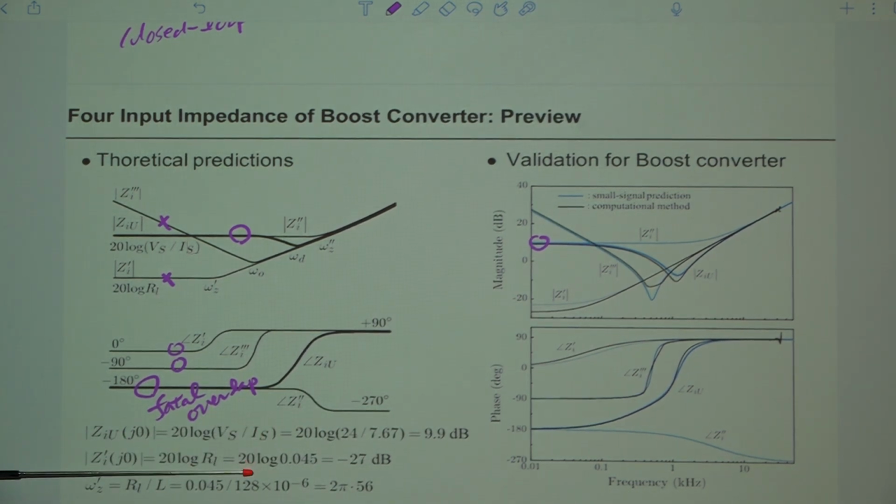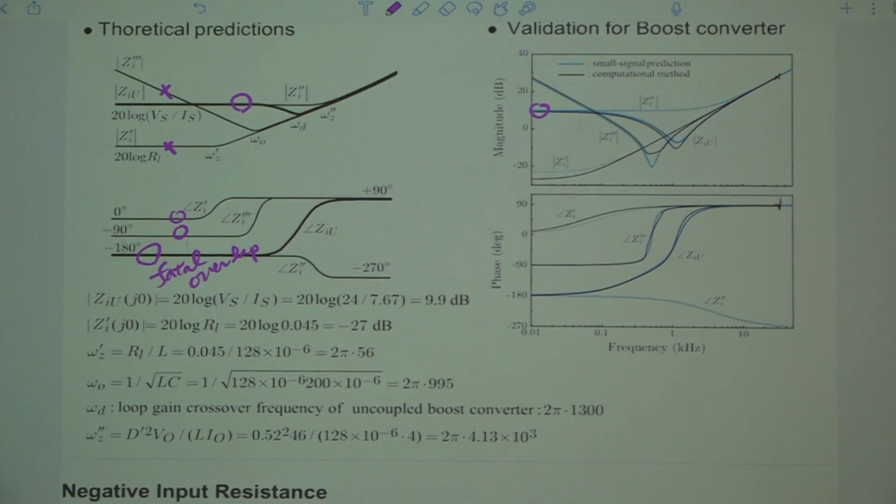The low frequency asymptote of GI prime is very easy. This is the ESR of the inductor, and omega G prime is this frequency. This is the zero frequency due to the L and ESR of L. This is the resonant frequency of the power stage, not the filter stage, the power stage. And this is the crossover frequency of the uncoupled converter. And finally, omega G double prime is this, right?